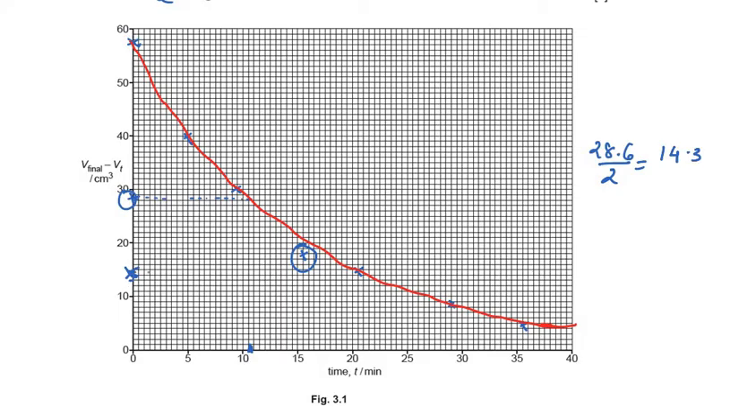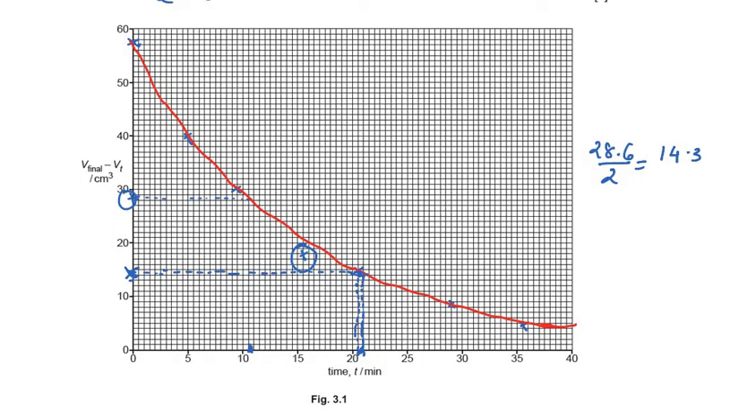And so if we extend it up to the curve, and then find out the time. So if we go to the x-axis here, you can see that it is approximately 21 or 22. If we find out this exactly, it is 22.